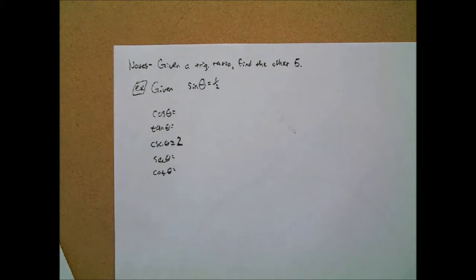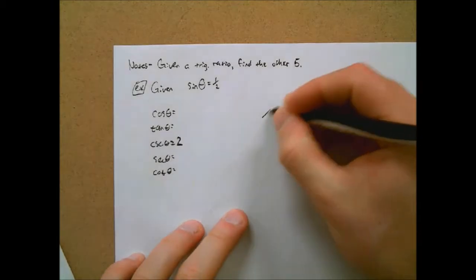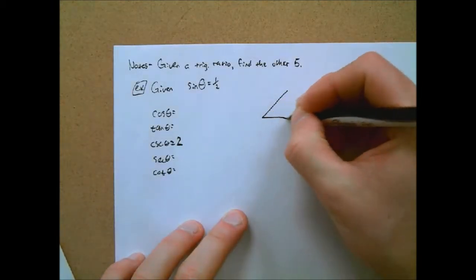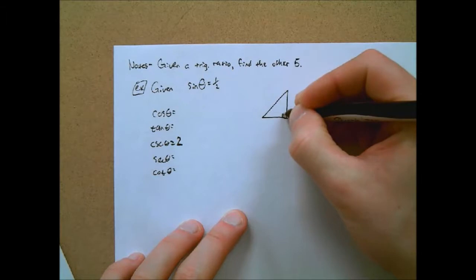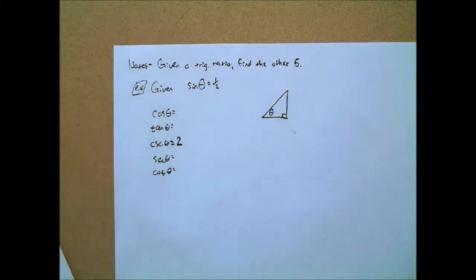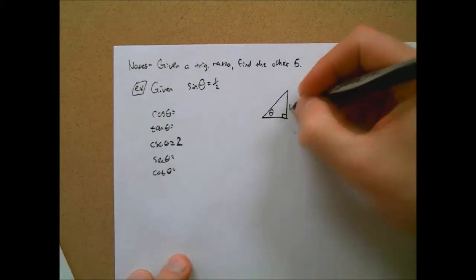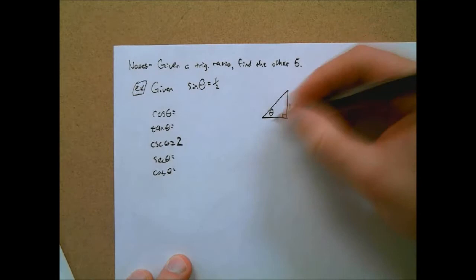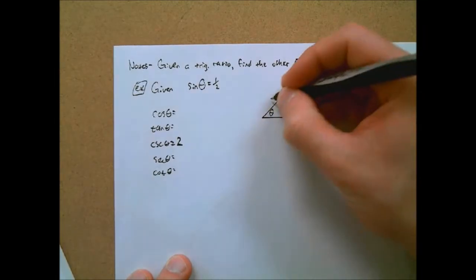But what about the rest? How can we find it? Draw a picture? Okay, how might we draw a picture? Draw a right triangle, with the theta in one of the corners that's not the 90-degree angle, one of the acute angles. So we'll put theta right in there. Sine is opposite over hypotenuse, so the 1 will go across from the theta, opposite it, and then the 2 would go on the hypotenuse.